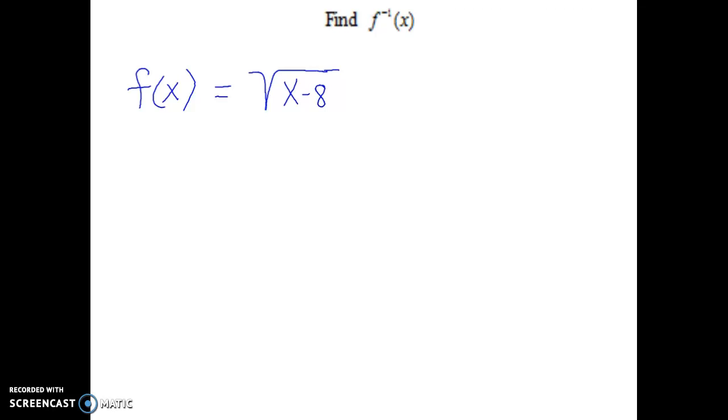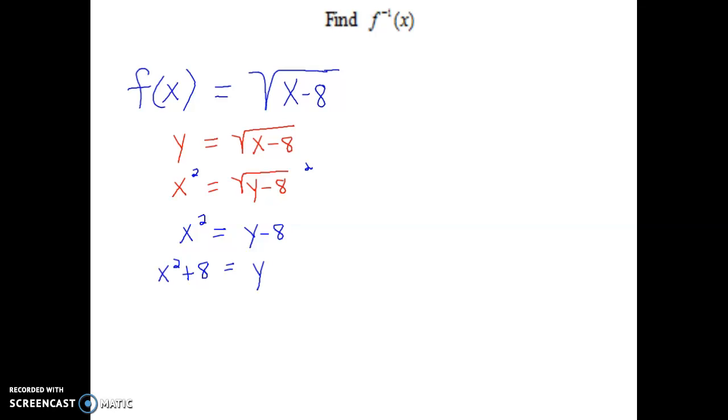My next example, I have a square root of x minus 8. In order to solve for y, the minus 8 is under the square root. I need to take care of the square root first, so I need to apply its inverse. So I'm going to square both sides to start with. These are inverse operations, which means the exponent of 2 and the square root undo each other. That's why I'm just left with y minus 8. Now I can add 8 to the other side, and I have my inverse function.